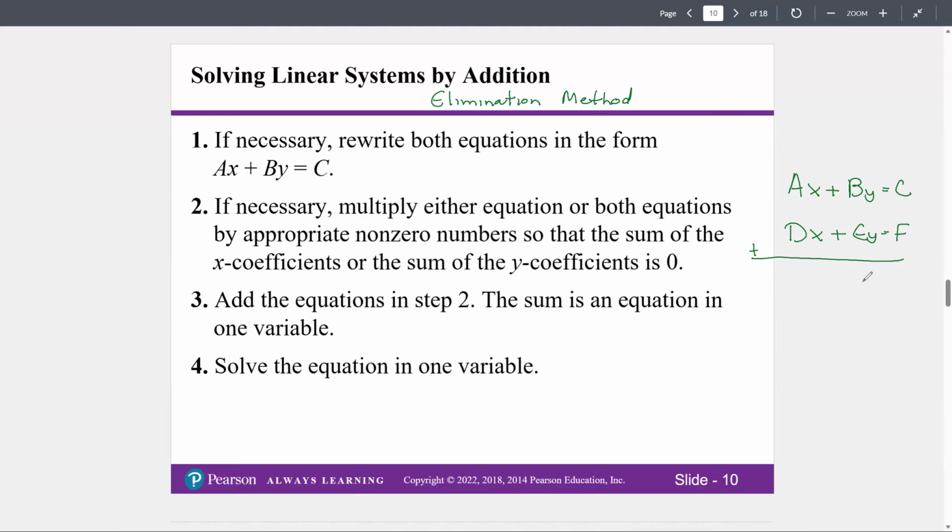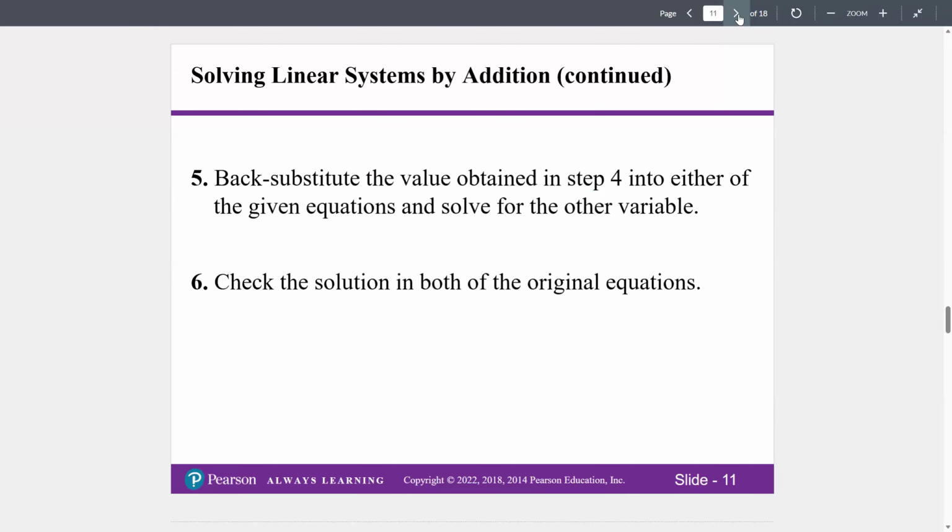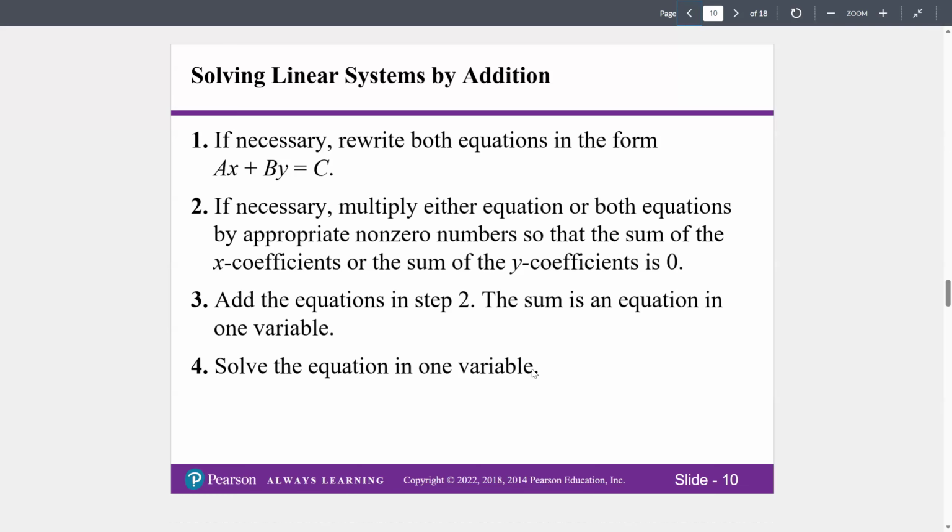Then we're going to add the equations in step 2. The sum is the equation in one variable, because if we eliminate our x's or our y's, we're just left with the other variable. And then we're going to solve the equation in one variable. After which, once we have an equation in one variable, we're going to back substitute the variable obtained in step 4, the one variable equation here.